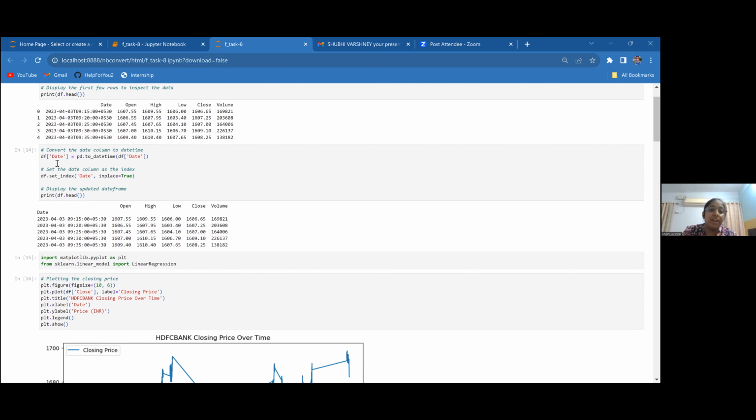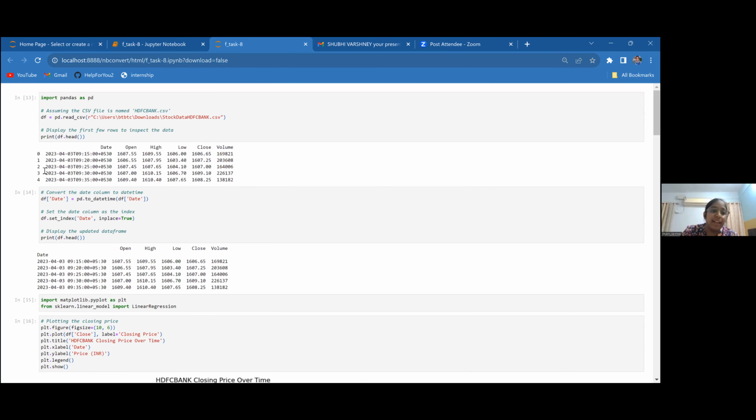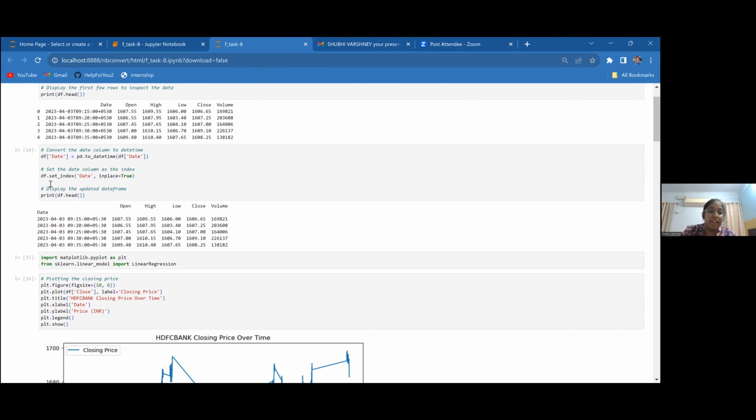Then I have converted the date column to date time. Now in this, one can see that my index is this 0, 1, 2, 3, the naming. I have to change this index to date so as to ensure that I can plot trend lines. So I have changed my index to date.